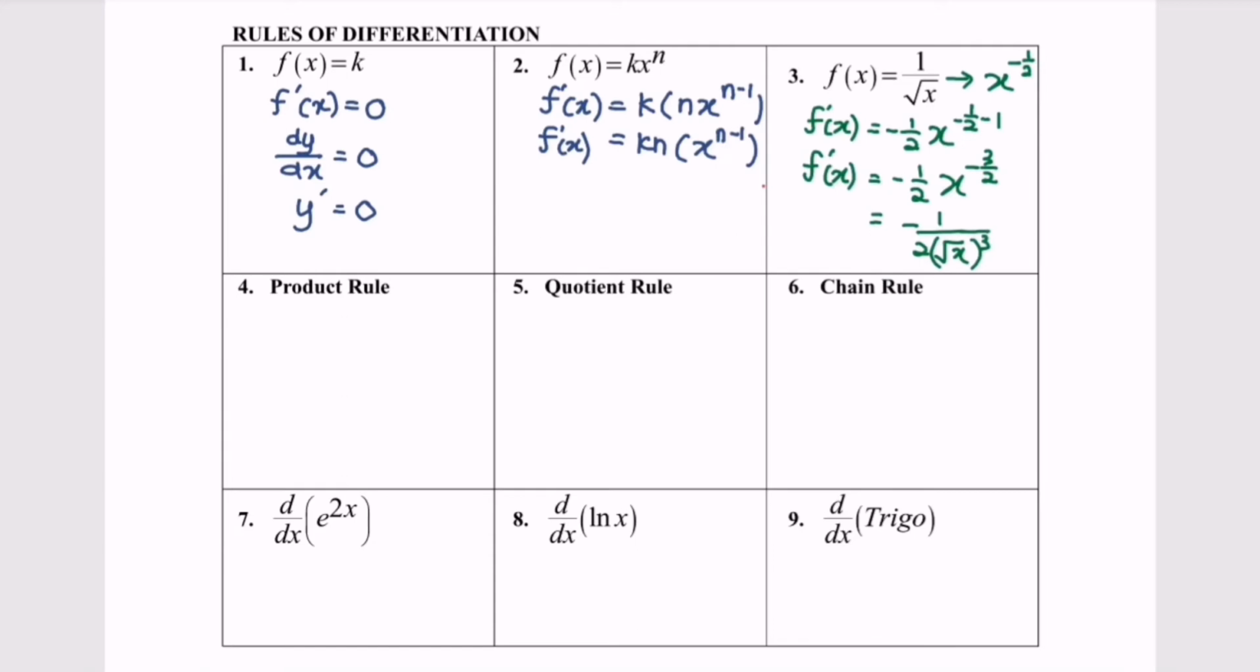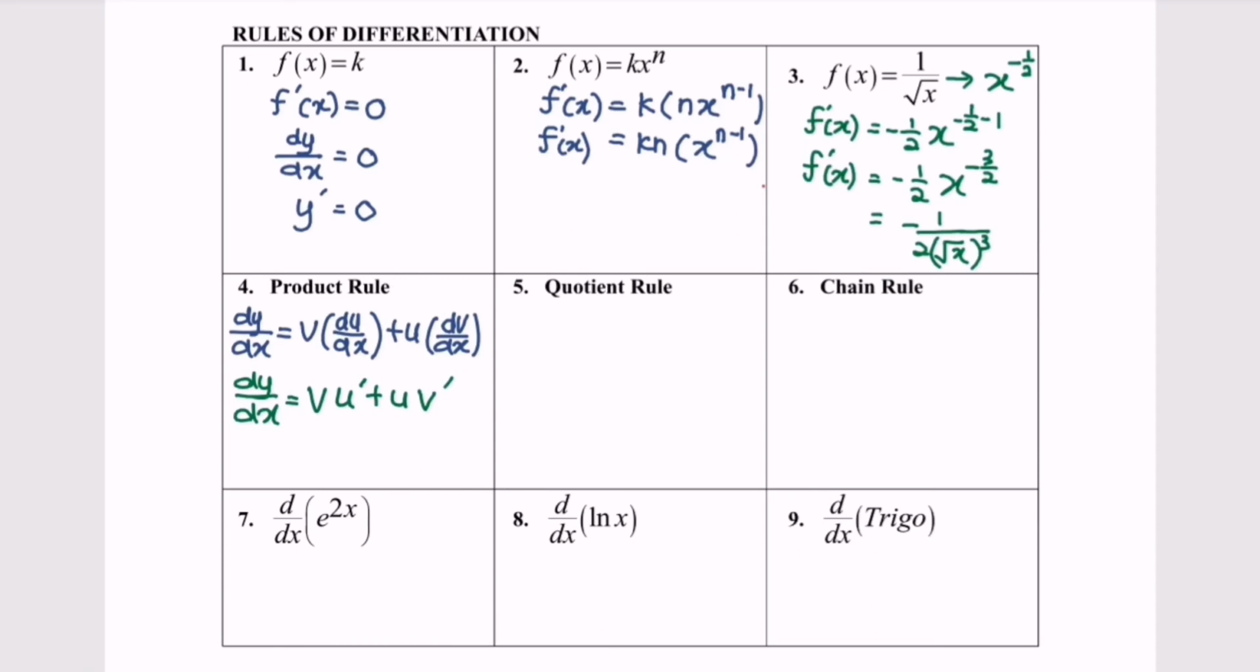Number 4, we have the product rule. The formula for the product rule will be dy/dx equals v multiplied with du/dx plus u dv/dx. In other notation, we will have dy/dx equals v multiplied with u' plus u multiplied with v'.